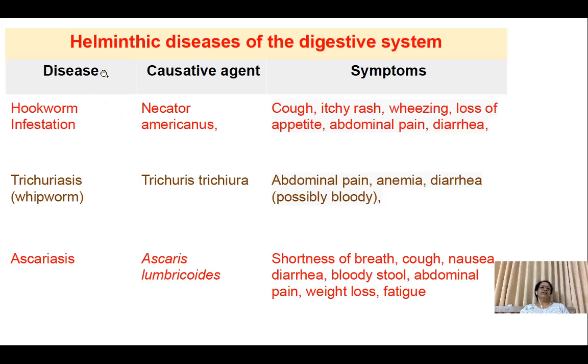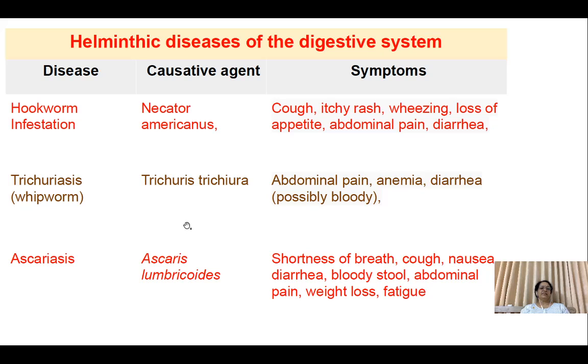Last category is helminthic diseases of the digestive system. Here, the first disease is hookworm infestation, and the causative agent is Necator americanus. Because of this infection, there is diarrhea and abdominal pain like other gastrointestinal tract infections, but with that there is a cough, itchy rash, wheezing, and loss of appetite.